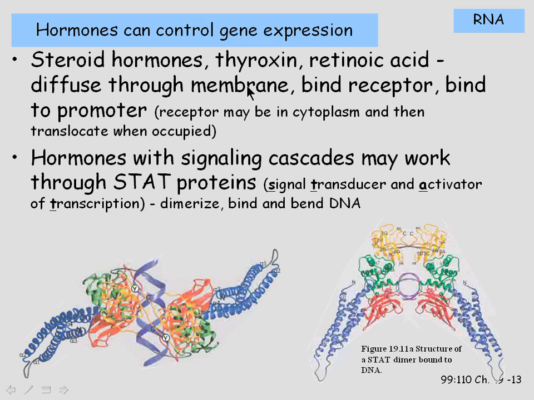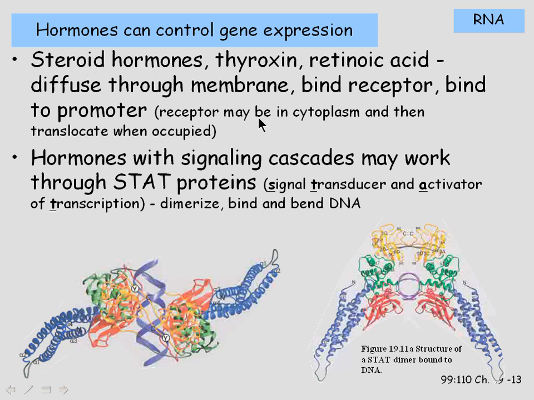And having gone through the membrane, they can bind to a receptor inside the cell, and when they occupy that receptor, and only when that receptor is occupied, it then binds to the promoter and changes activity. It's interesting to note that at least for some of these things, the receptor is present outside of the nucleus, and when it's occupied by the hormone, it moves into the nucleus and binds to the appropriate sequences.